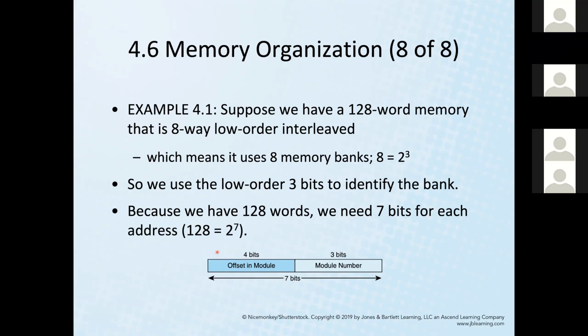So let's read the rest of the slide. It says, which means it uses 8 memory banks. Of course, we know that. So we use the low order 3 bits to identify the bank, as I mentioned. And because we have 128 words, we need 7 bits, and the offset will be 4 bits. Any question?